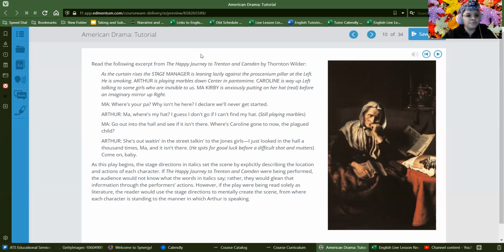They give you examples of the instructions that are in parentheses. They're italicized. They come up in the middle and at the end of dialogue. Sometimes you'll see them at the beginning. And then they explain this down at the bottom.